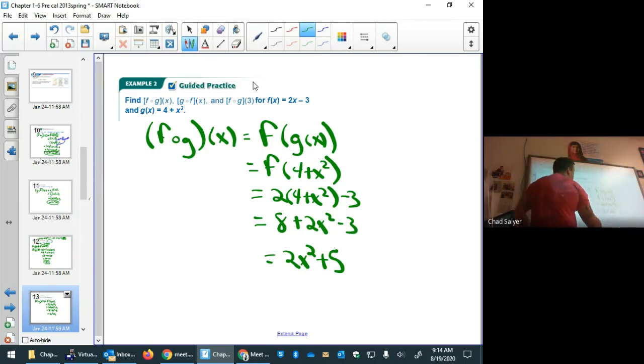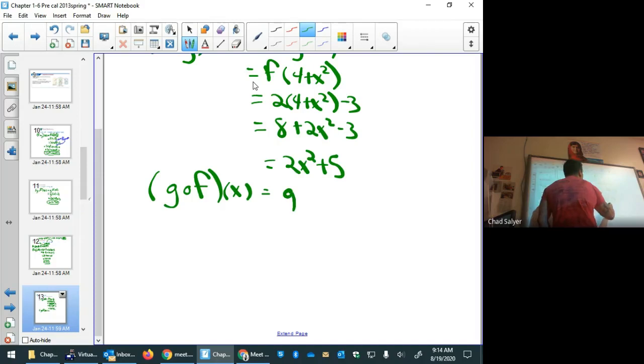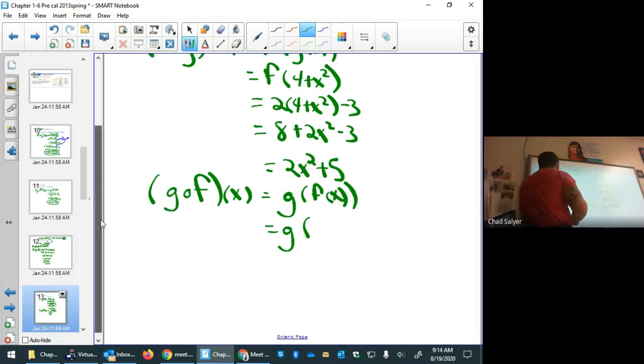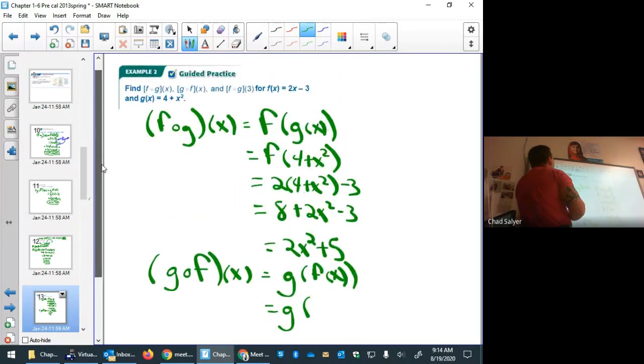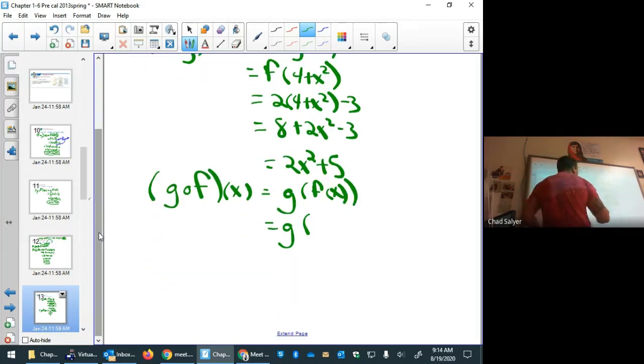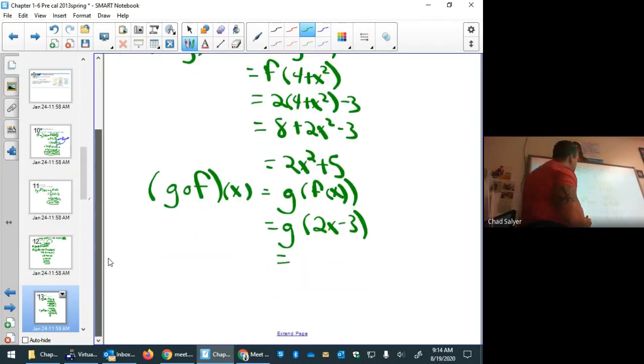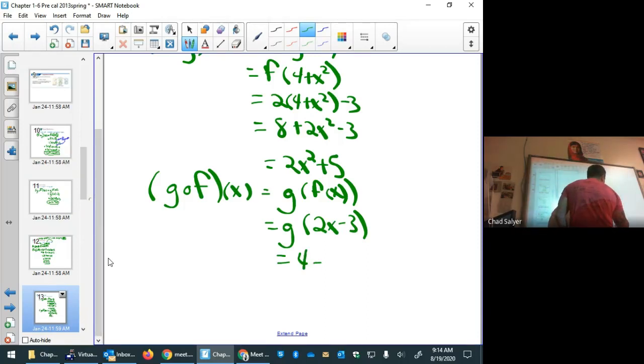Okay, now g of f of x is g evaluated at f of x. And so that's g evaluated at 2x minus 3. And so that is 4 plus 2x minus 3 squared.